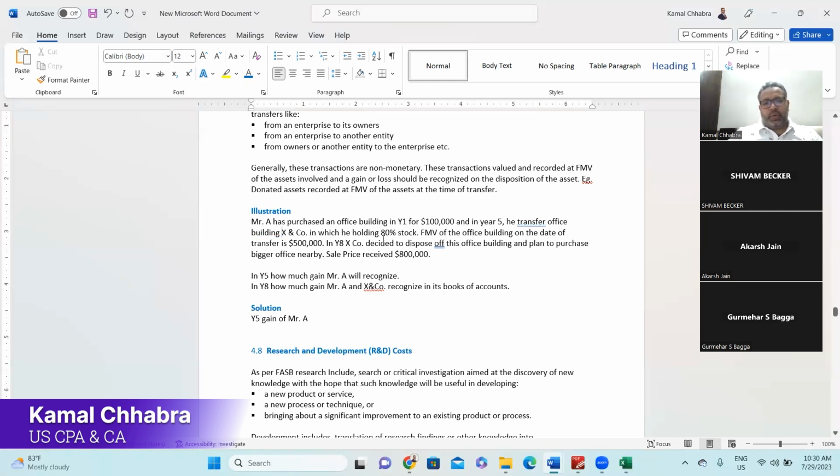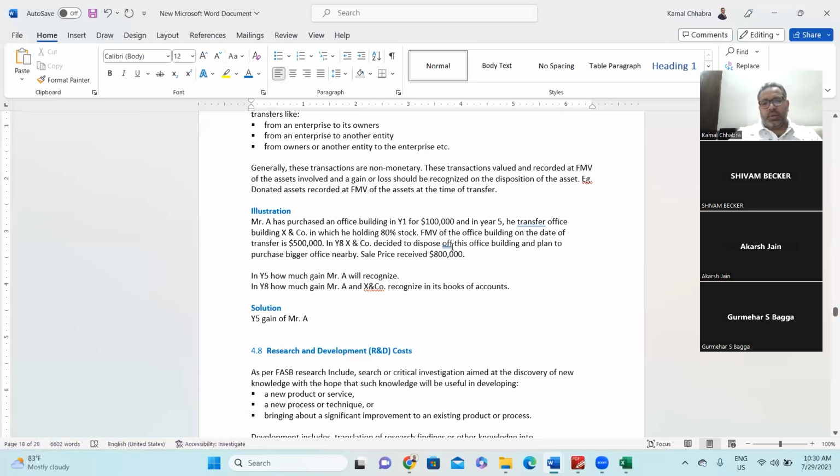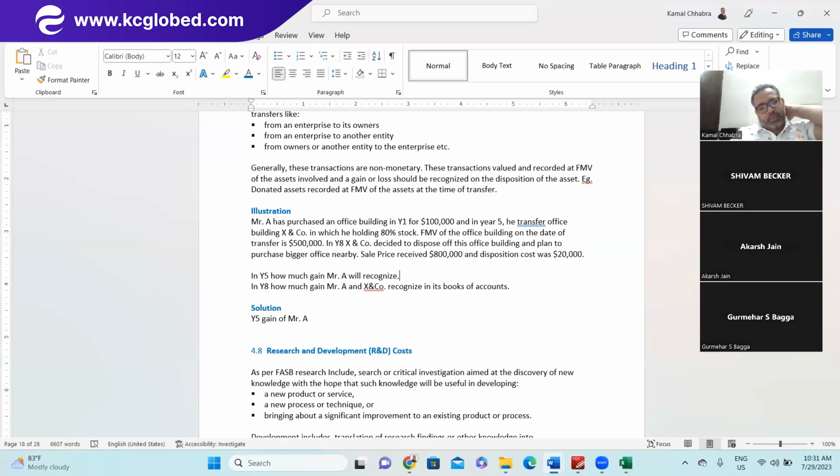Right, and in year 8, Action company decided to dispose of this office building and plan to purchase a bigger office nearby. Sales price received 800,000 and costs were $20,000. So in year 5, how much gain will Mr. A recognize? How much gain will Mr. A recognize in year 5?